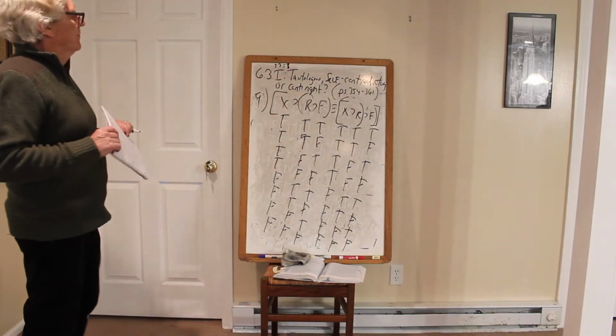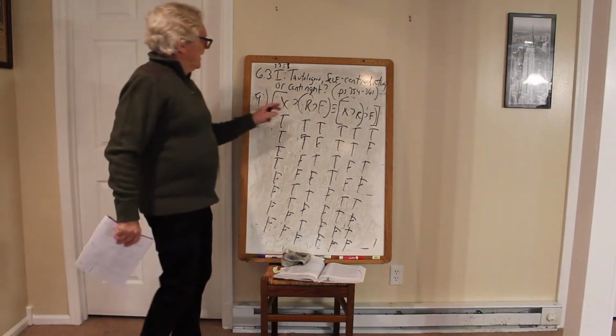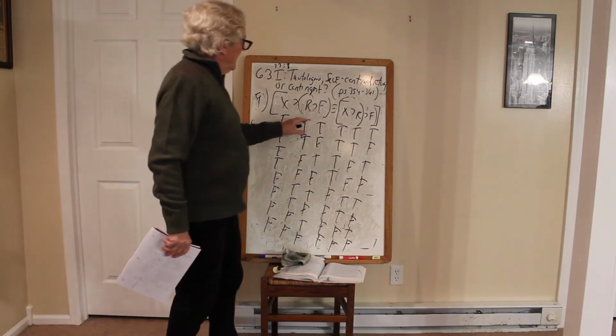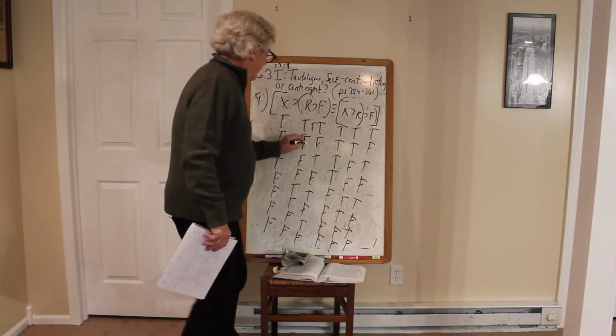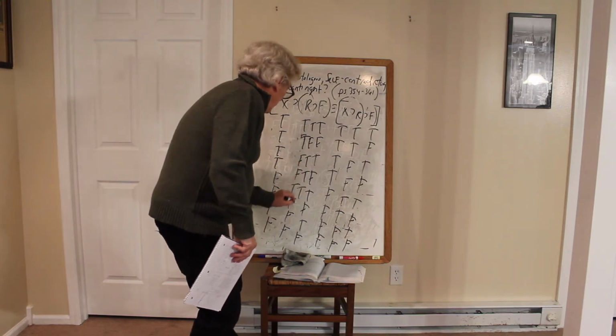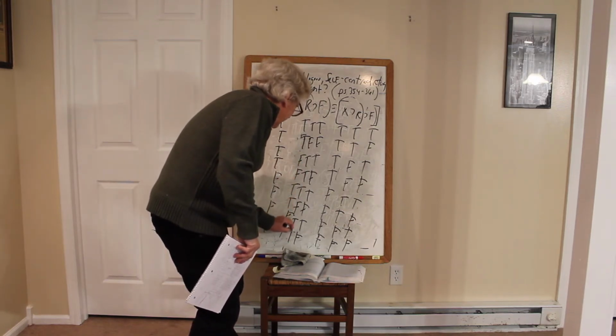That seems like the most laborious part. I can't get the main operator here without getting what's inside the parentheses. So R implies F: true implies true is true, true implies false is false, true, true, true, false, true, and true.